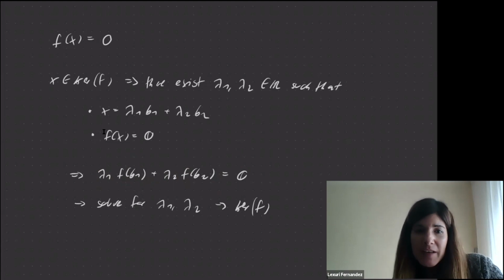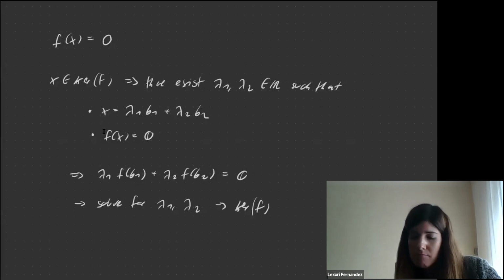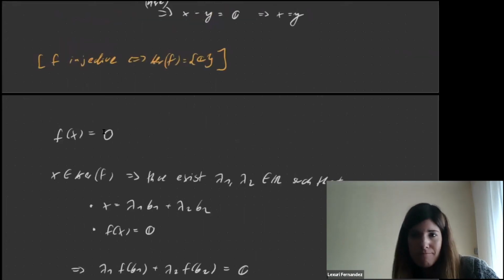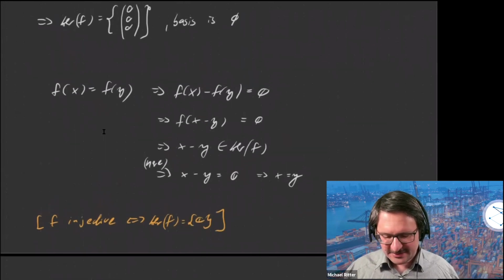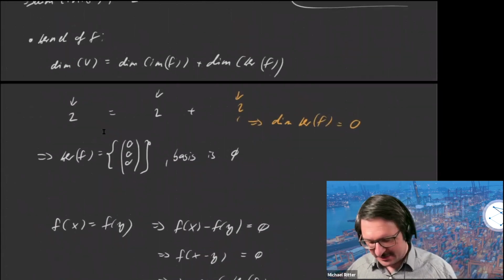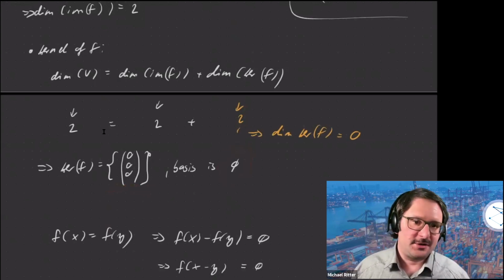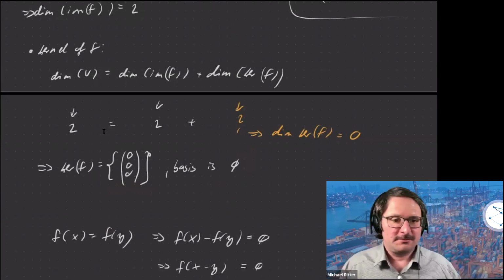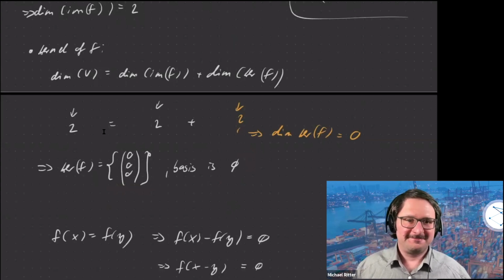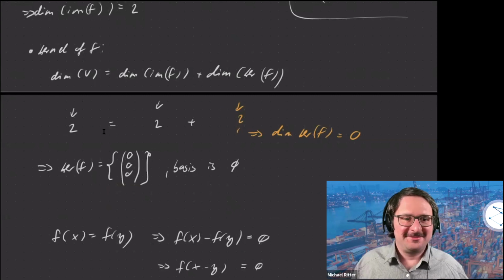Another question is, why is the dimension of the kernel equal to 0 when the kernel is the zero vector? The dimension is always the size of the basis. In this case, by convention, the basis of this vector space is the empty set. The size of the empty set is 0. So that's why the dimension is 0. Not much more I can say there.